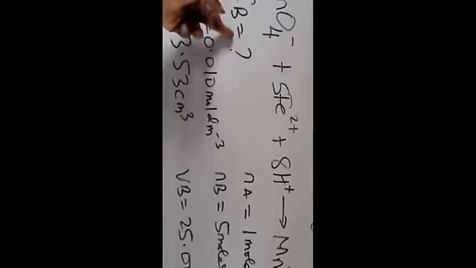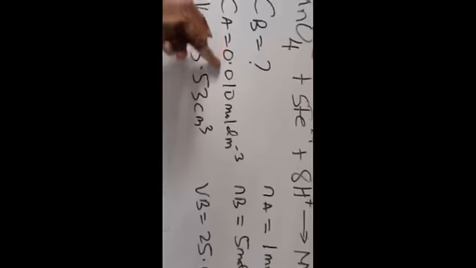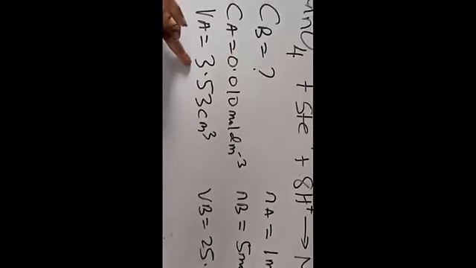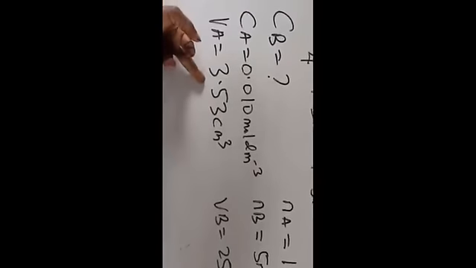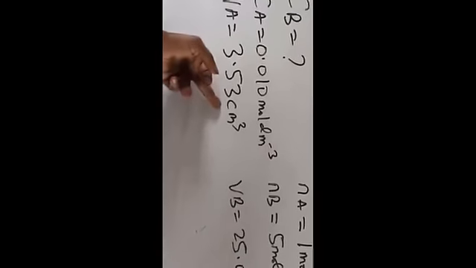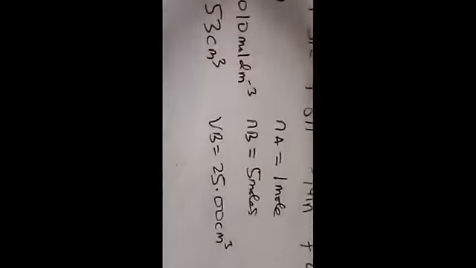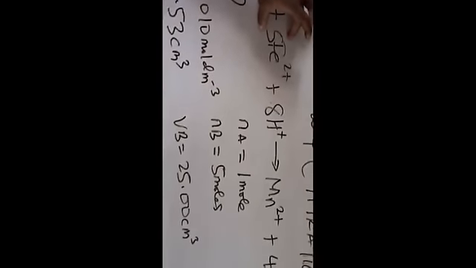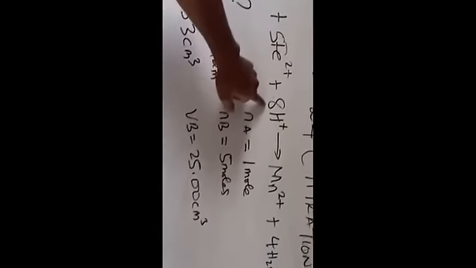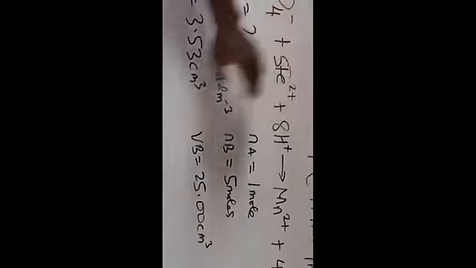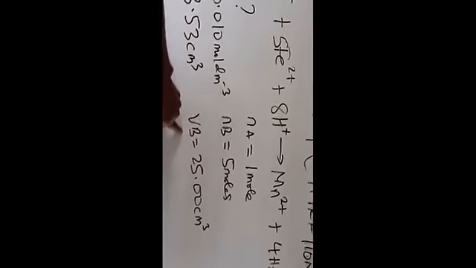So our Cb is what we're looking for. Our Ca is obtained from question B1, which we saw a few minutes ago, 0.01. Our Va, the average titre, 3.53, which we got from the experiment. Our Na, there's 1 mole of the permanganate. Nb, 5 moles of the iron 2. So in this Na and Nb, we don't use the hydrogen ion. We use the reagents, the permanganate and the B, which is the iron sulfate. Vb is the volume of base we measured, 25 cm cube.